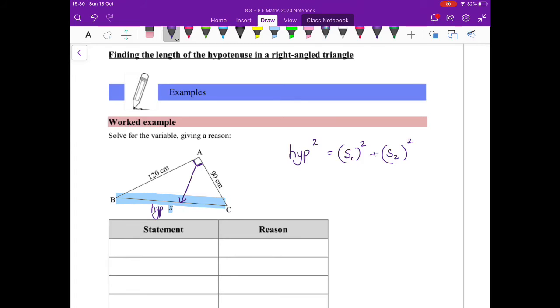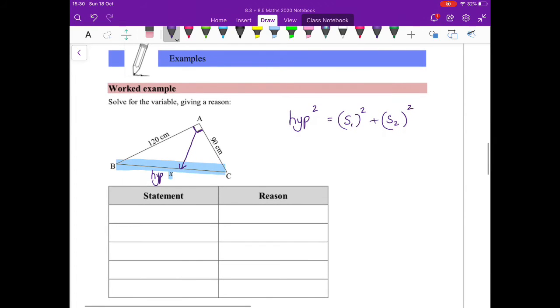Right, you're not going to write the theorem like that, but in order to do the riders, that is what you're going to use. So my hypotenuse is x, so x squared equals side 1, I can take either of these two sides. I'm going to take 120 and I'm going to square it, plus 90 and I square it. My reason, remember you always have to start with a plus statement. My reason is simply Pythag. And please remember it can only work in a right angled triangle.